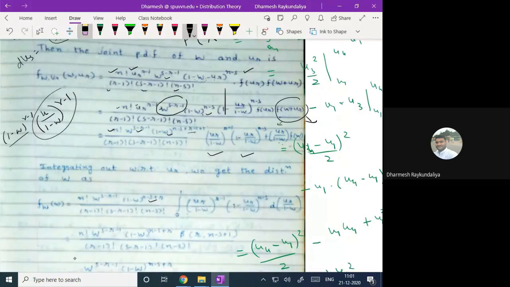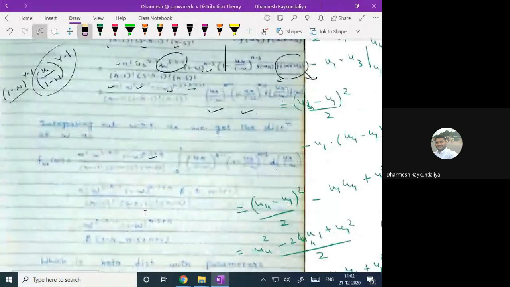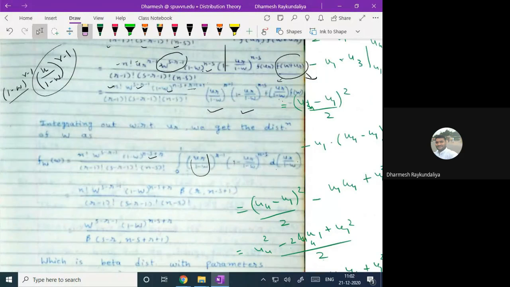So what is the integration with respect to u_r? It is 0 to 1, (u_r upon 1 minus w) raised to r minus 1, times (1 minus u_r upon 1 minus w) raised to n minus s, into d of (u_r upon 1 minus w). So when you integrate it, what will you get? If you say it is x, this is nothing but x raised to r minus 1, (1 minus x) raised to n minus s, dx.